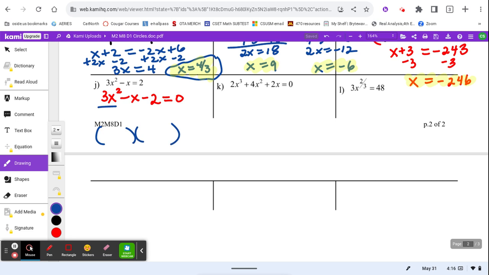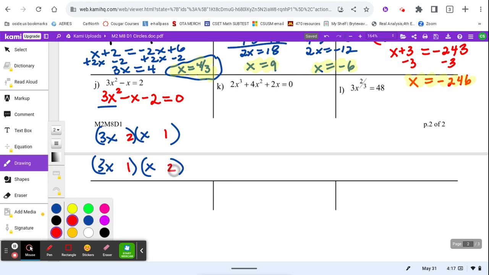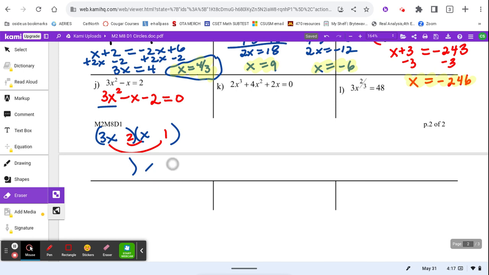What times what would equal 3x squared? Do you see that that should be 3x and x? And then we just have two options for the back because it's a prime number of 2. It could be 2 times 1 or it could be 1 times 2. Which one would give us the middle term of a 1? So here I see 3 minus 2. Here I see 6 minus 1. And so I can tell that it should be this first one.